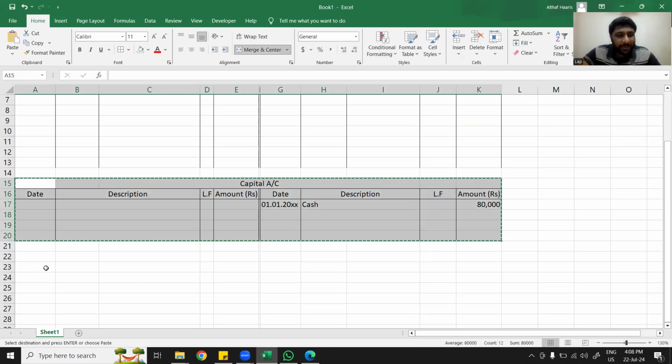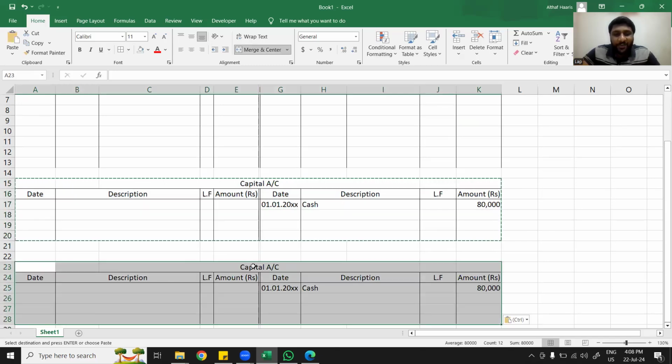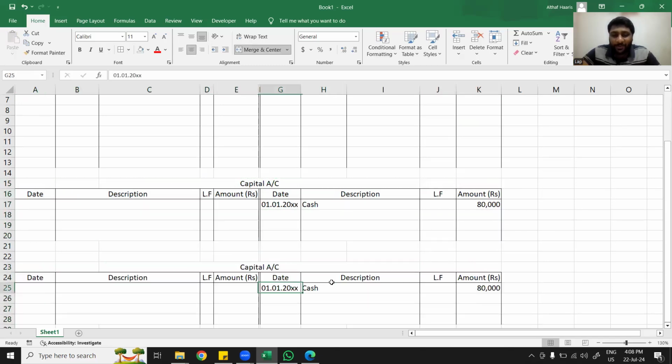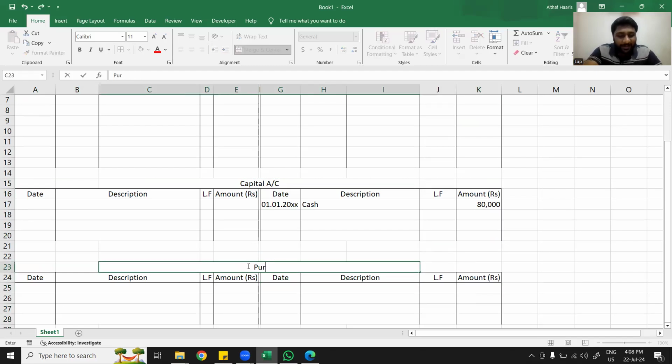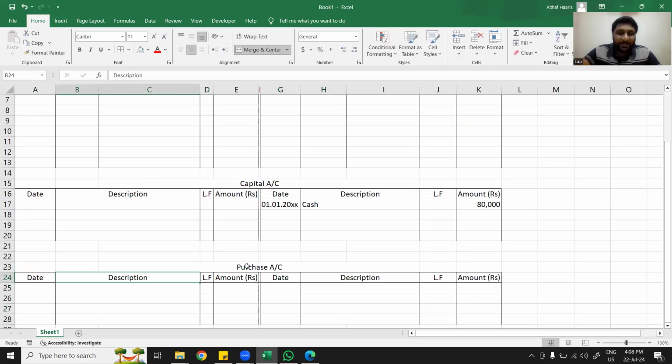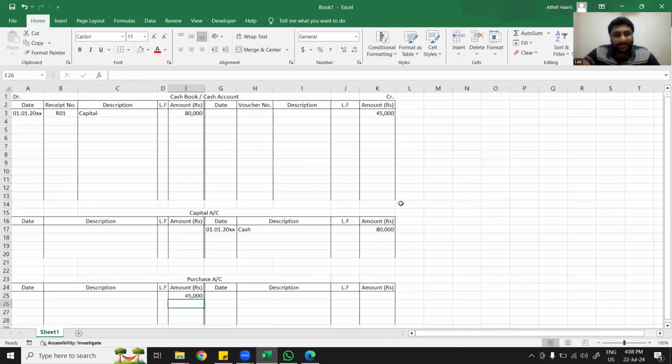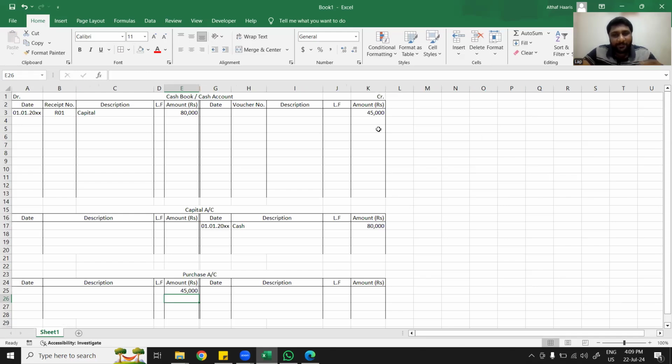So for me, simple. Copy paste. Well, I think we have to put a T for everything. Nothing we can do. Can't help. Purchase account. 45,000.